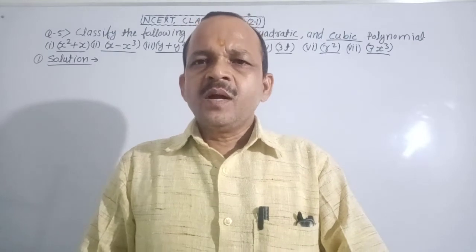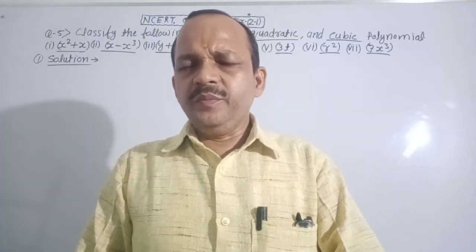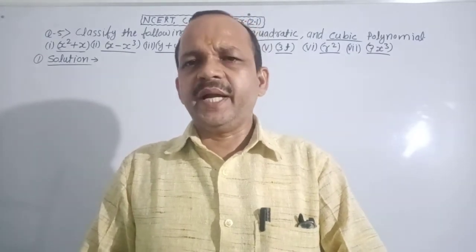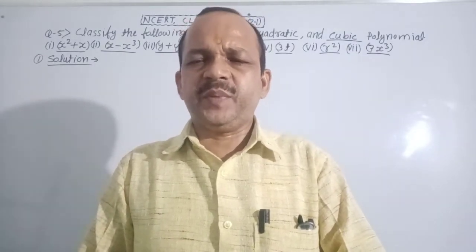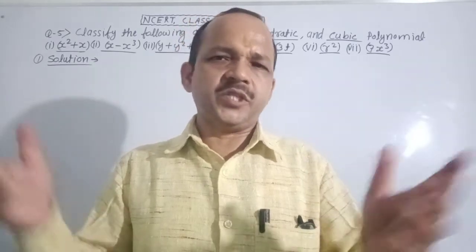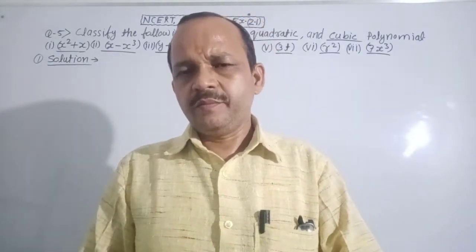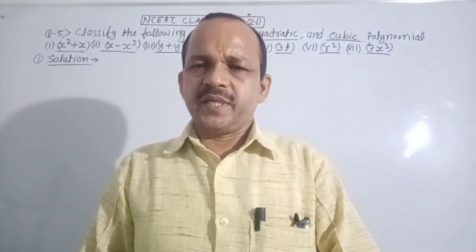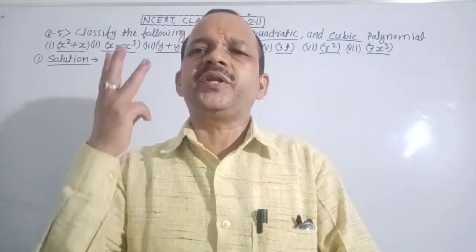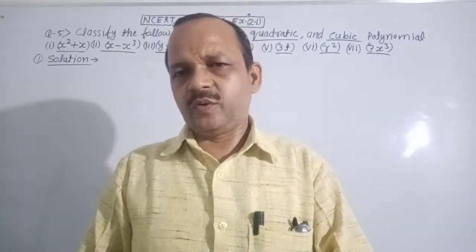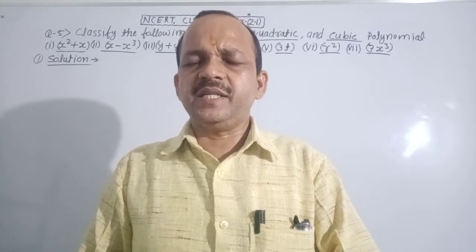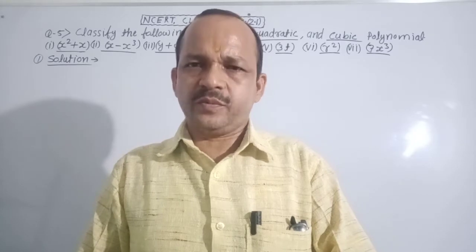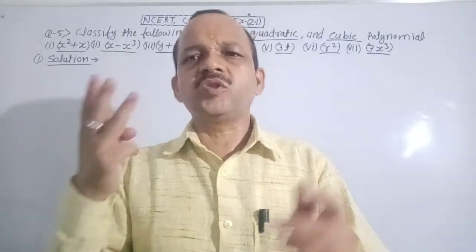Very good. Quadratic polynomial. A polynomial having degree 2 is called a quadratic polynomial. The form of a quadratic polynomial is ax square plus bx plus c equal to 0. It has 2 zeros, meaning 2 answers. Is it clear? Next, cubic polynomial. A polynomial having degree 3 is called a cubic polynomial. The form of a cubic polynomial is ax cube plus bx square plus cx plus d equal to 0. It has 3 zeros, meaning 3 answers.